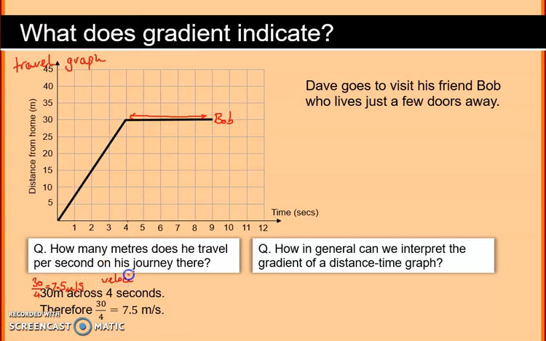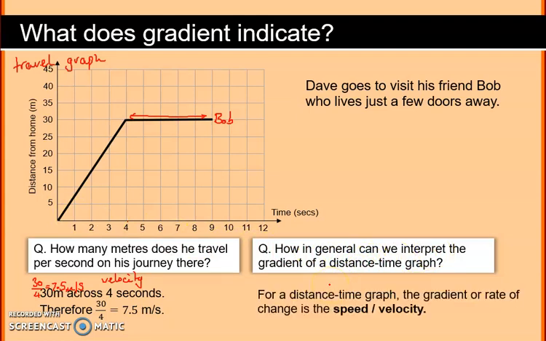So what you should learn from this is that the gradient is how we find this, is what we did with the gradient. So how in general can we interpret the gradient of a distance time graph? I'd say it's the velocity. Sometimes the speed, if it doesn't care about direction particularly, it can be the speed or the velocity. So one important thing we'll write down in a bit, and you don't need to write it down just now, is this idea that the gradient of a distance time graph is the velocity.